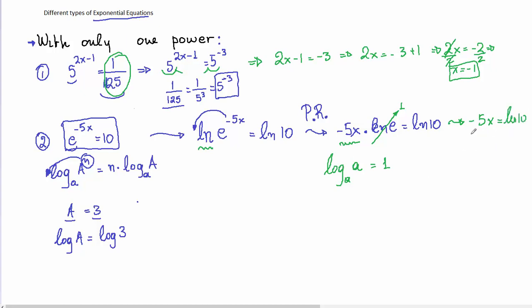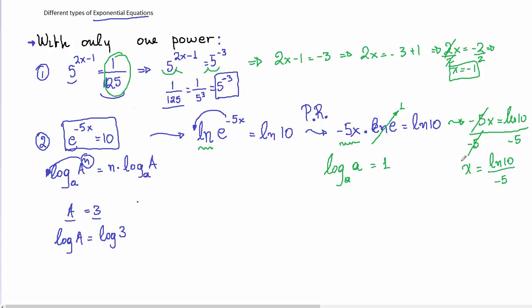Okay, so now it's easier to solve that for x. What I need to do is divide both sides of the equation by negative 5. And I simplify the negative 5's here, and I have x is equal to ln of 10 divided by negative 5.